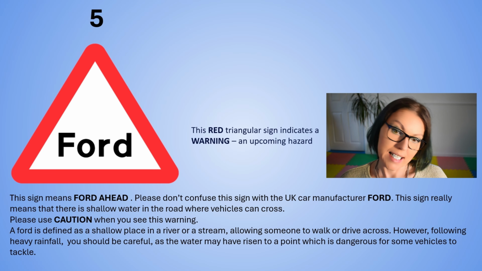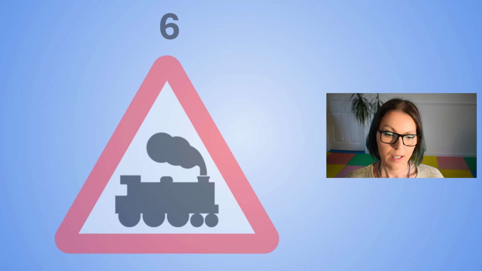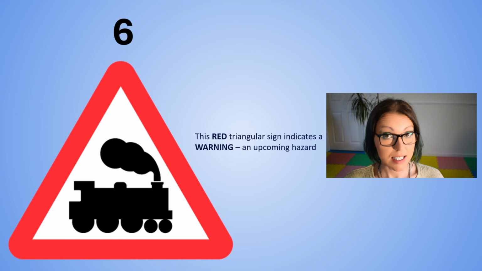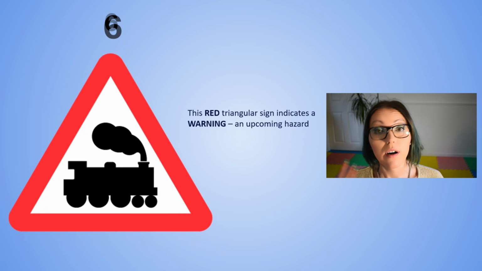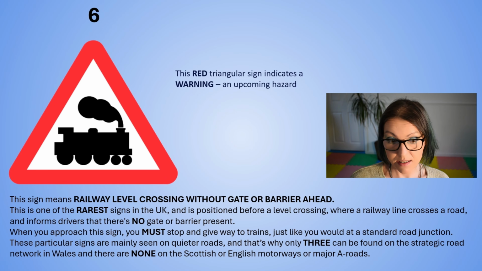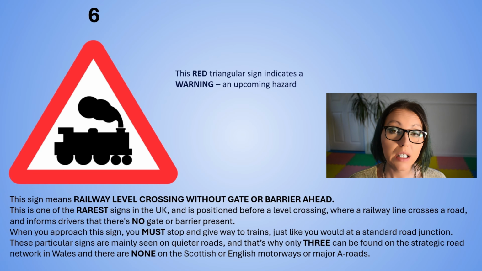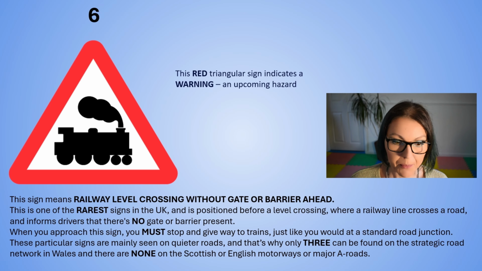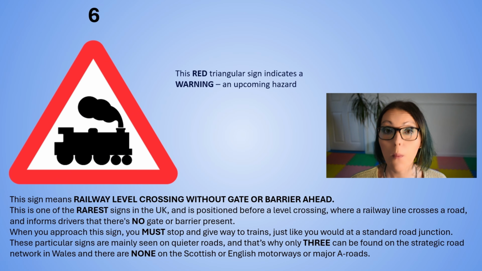And our next sign is this. Another red triangular sign which indicates a warning or an upcoming hazard. And this particular sign means railway level crossing without gate or barrier ahead. This is one of the rarest signs in the UK and is positioned before a level crossing where a railway line crosses a road and informs drivers that there is no gate or barrier present. When you approach this sign, you must stop and you must give way to any trains, just like you would at a standard road junction.